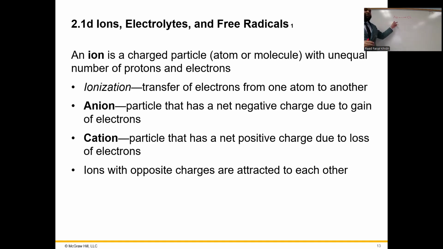Anyways, when you put sodium chloride in water, water is a polar solvent. Water looks like two tiny hydrogens and a very big oxygen.